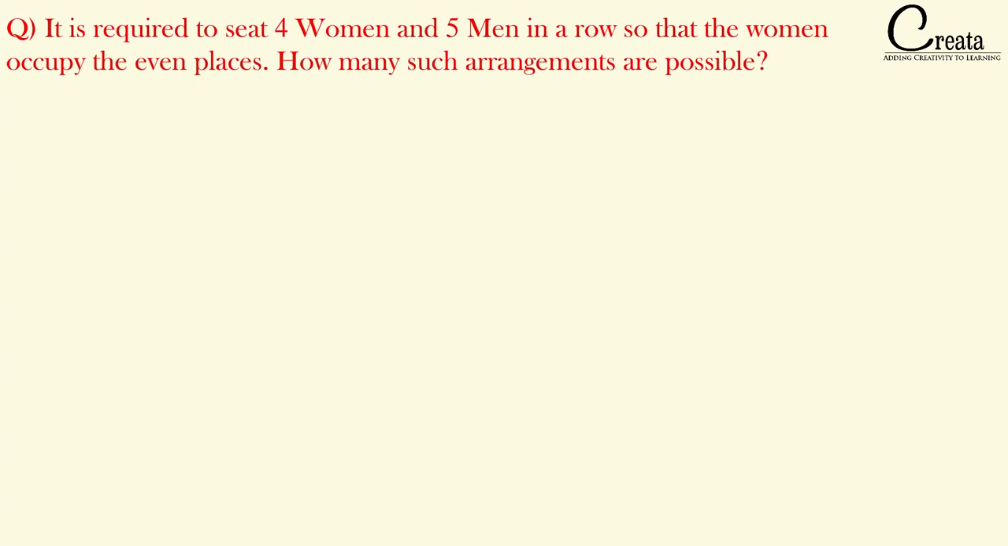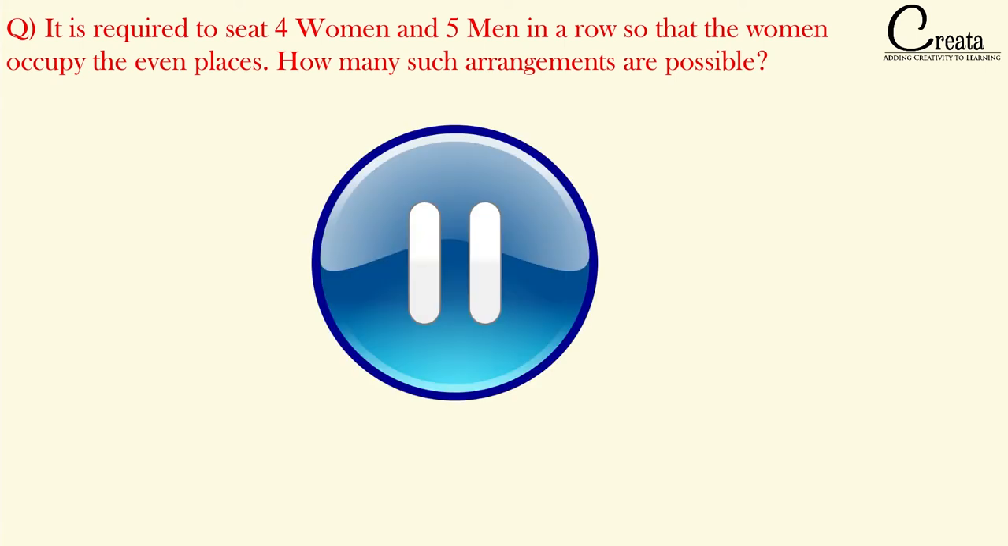Let's move to the next question. The question is, it is required to sit 4 women and 5 men in a row so that the women occupy the even places. How many such arrangements are possible? Pause the video and try to solve this question on your own.